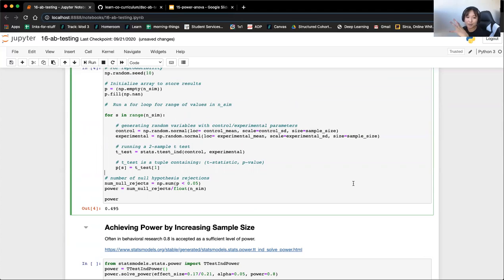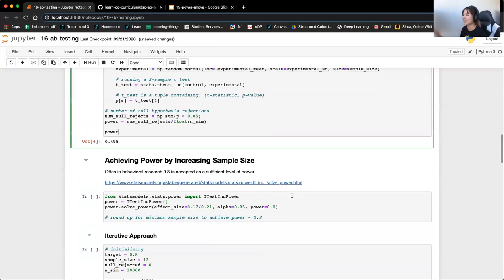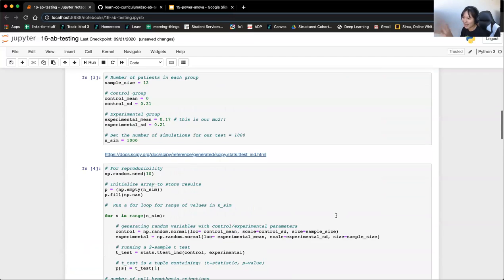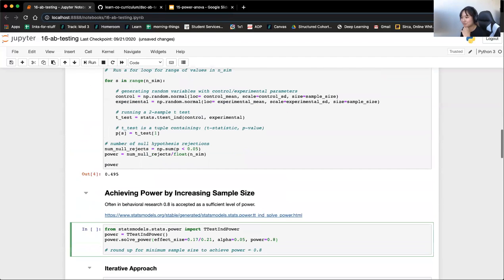It is looking at the proportion of simulations that correctly reject the null hypothesis. But yes, we do have it built in. I think it's just good to know how those numbers come about.